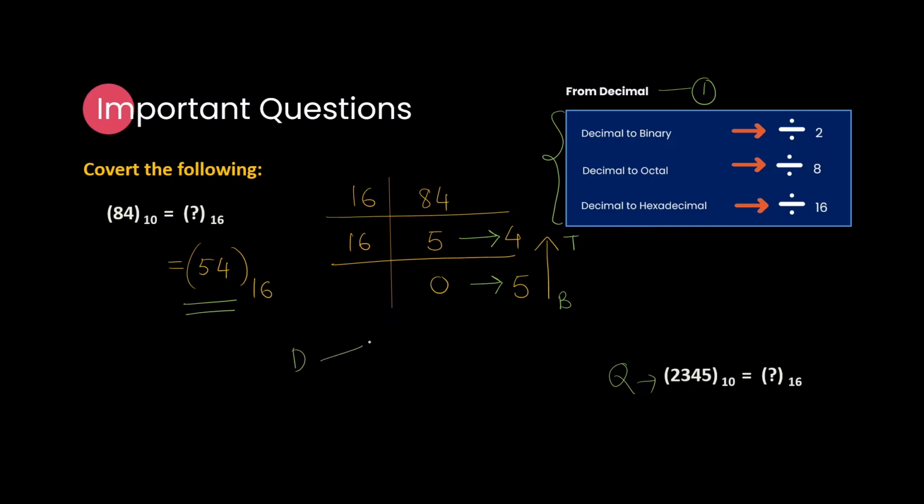From decimal to binary, from decimal to octal, and from decimal to hexadecimal number system. The base of binary is 2, so we will be repeatedly dividing by 2 and noting down the remainder. The base of octal is 8, so we are repeatedly dividing by 8. Similarly, the base of the hexadecimal number system is 16, so we are repeatedly dividing by 16.